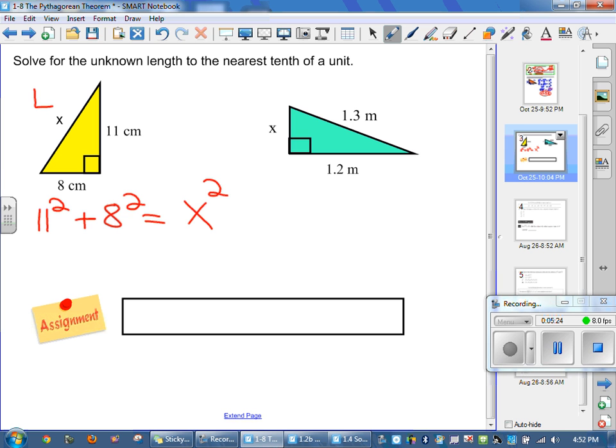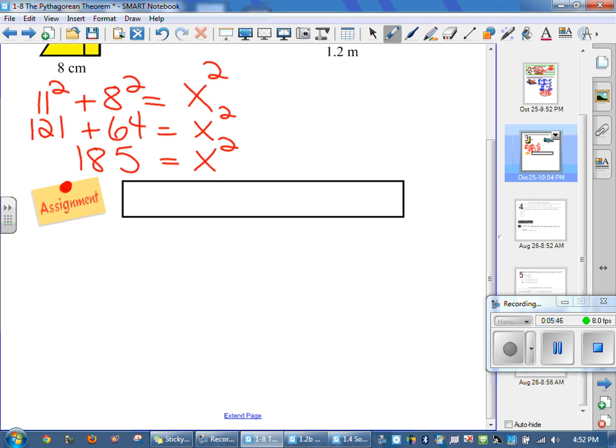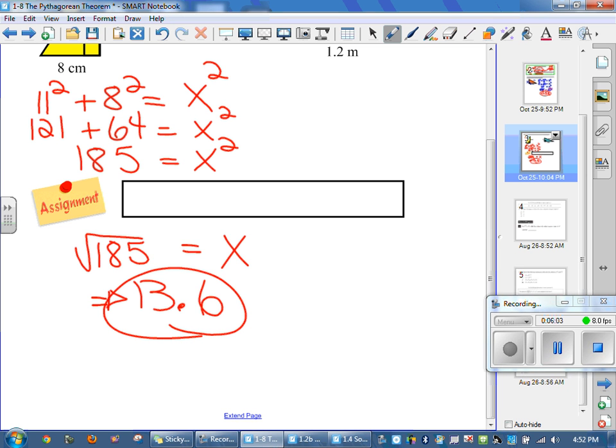So now 11 squared gives me 121, and 8 squared gives me 64. And that's all equal to my x squared. I'm going to add those together, and that's going to give me 185. So 185 is equal to my x squared. Now I need to take the square root of 185, and that's going to give me x. So take your square root of 185, and again, round to 1 decimal place. We should get 13.6. Okay, let's take a look at the other triangle.